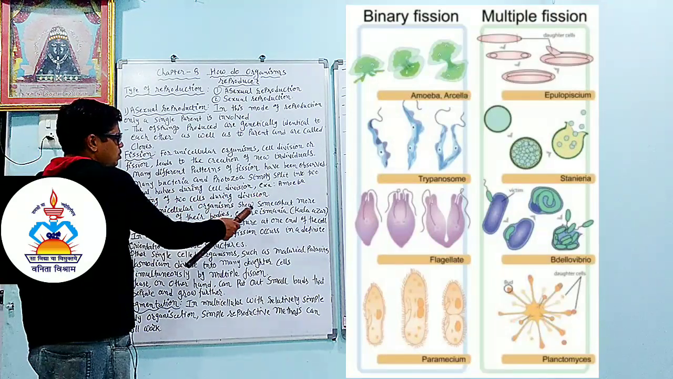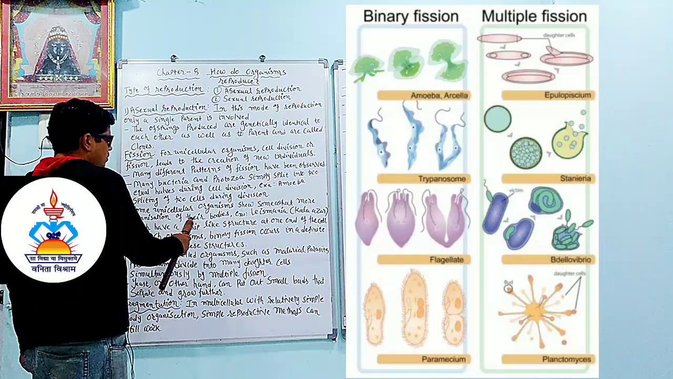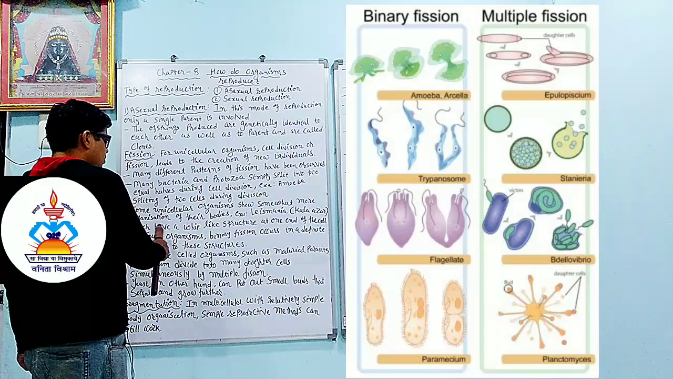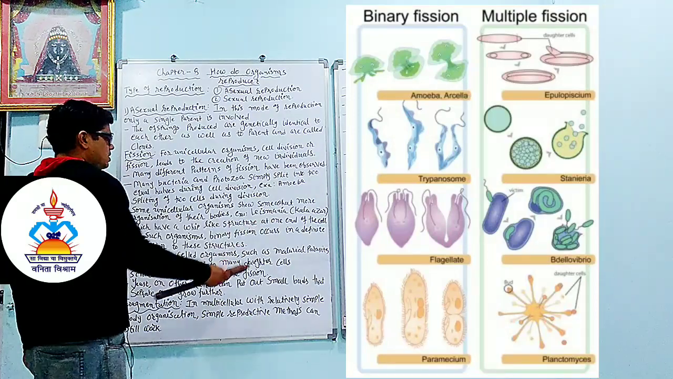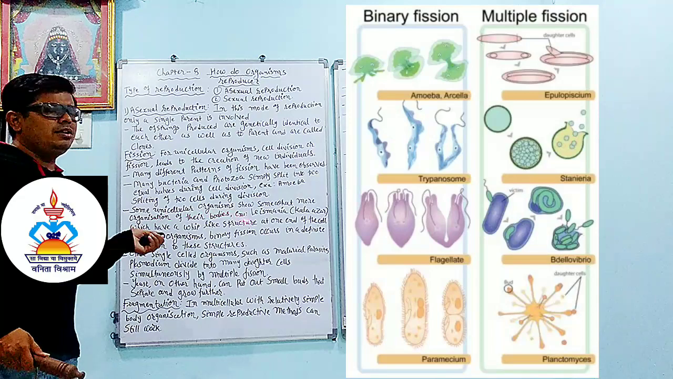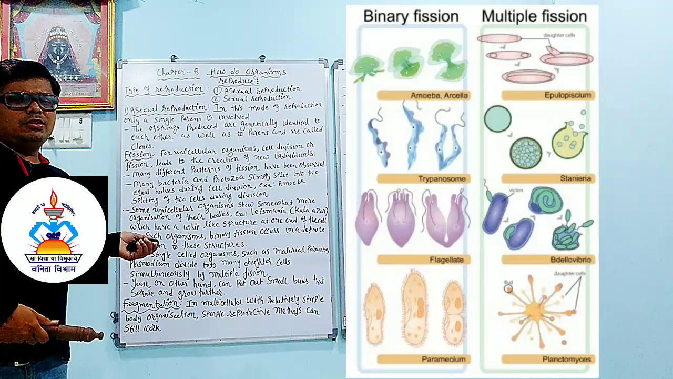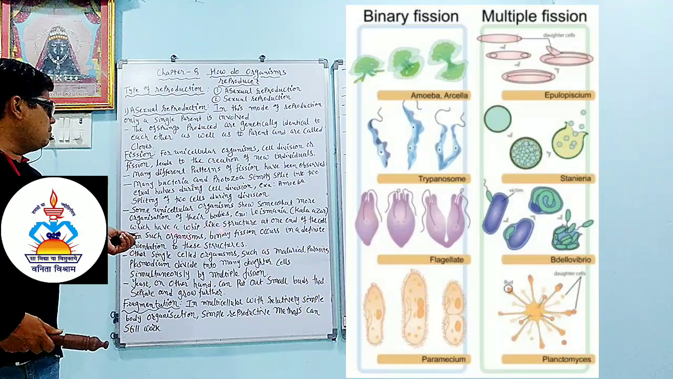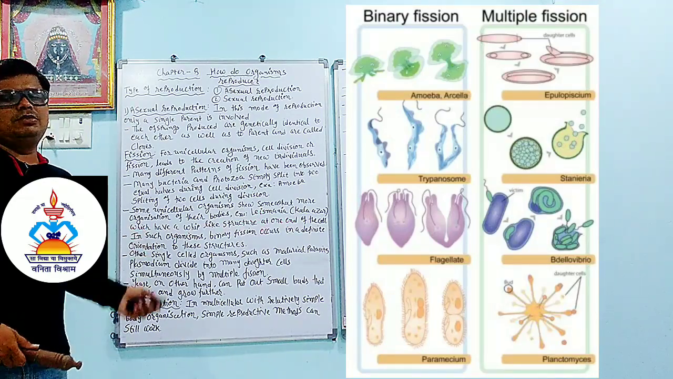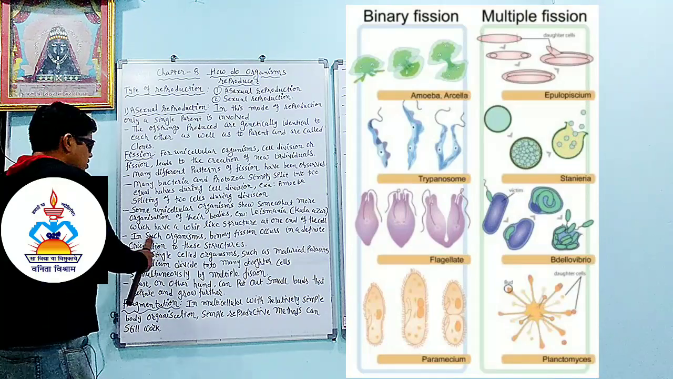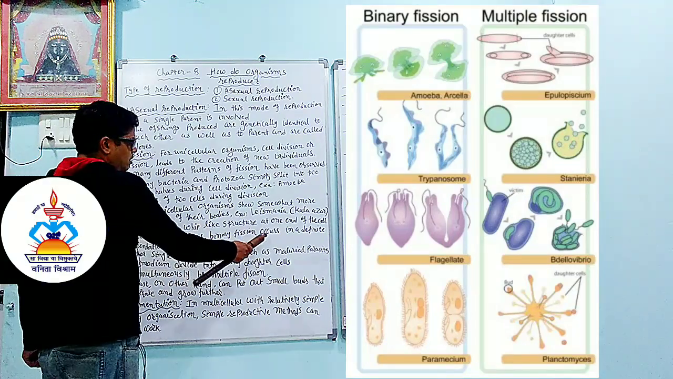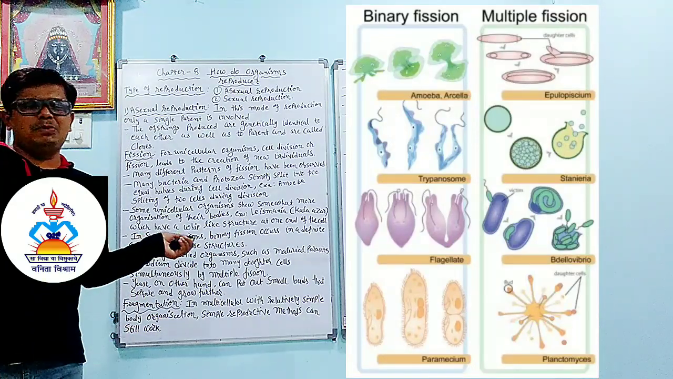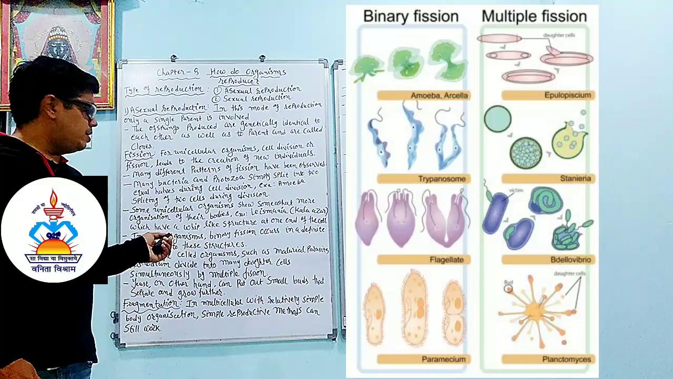Some unicellular organisms show somewhat more organization of their bodies. Example, Leishmania, which causes Kala-azar, has a whip-like structure at one end of the cell. In such organisms, binary fission occurs in a definite orientation in relation to this structure. So in this type of case, binary fission occurs and new cells are produced.